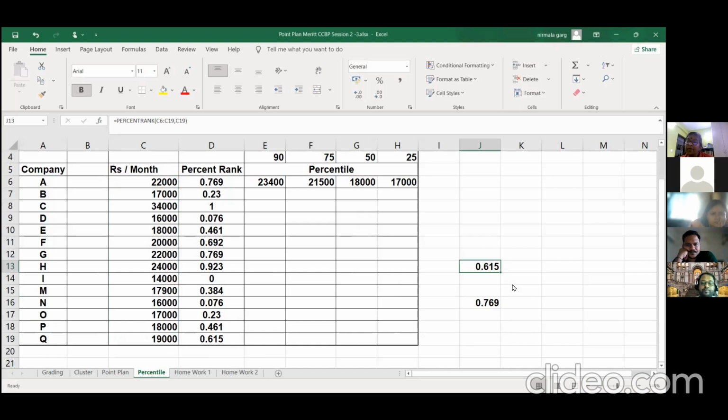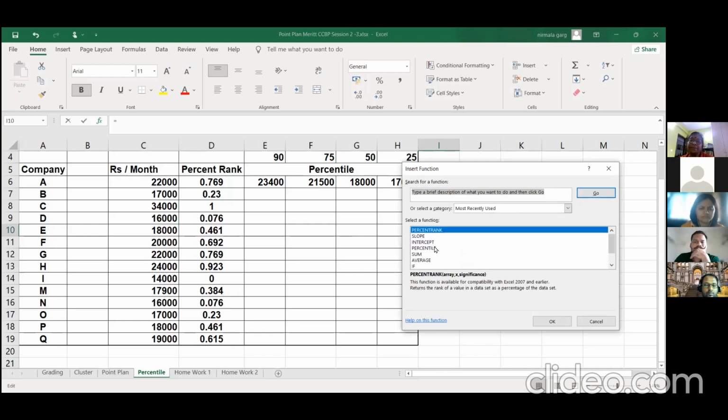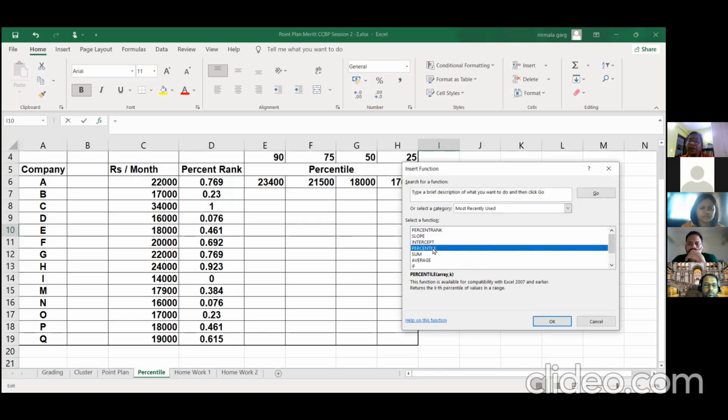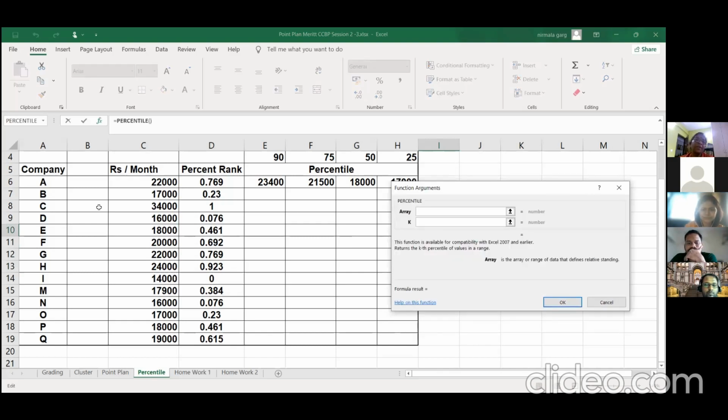61. But what do I want to do? I want to know what I have to pay at a 75. I want to know at 75th percentile, what is the amount? Now what will I do? Go to FX. What did I click on? Percentile. Okay. Now again go to array.